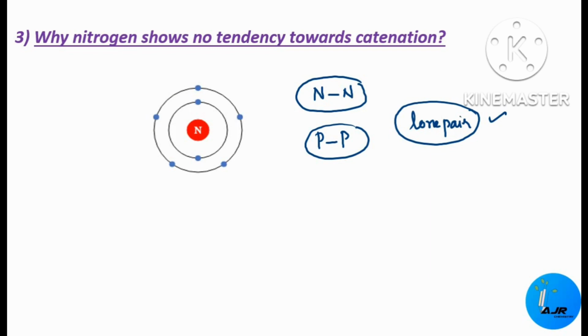Understood, students? Let me explain once again. The single N-N bond of nitrogen is weaker than the single P-P bond present in phosphorus, and this is due to the high interelectronic repulsion of the non-bonding lone pairs of electrons, which is due to the small bond length. Hence, catenation is not possible.